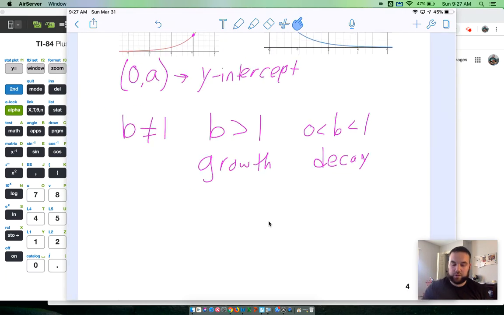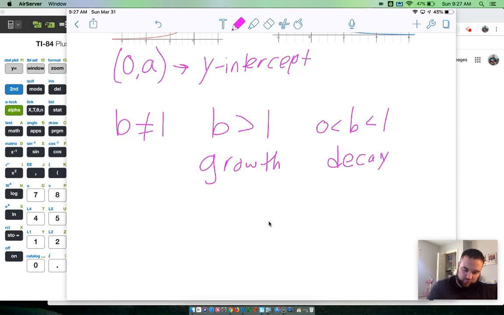Also, b has to be greater than 0. I can't have a negative growth value. It doesn't really make sense for a growth value or a decay value to be negative. So if the number is bigger than 1, it'll be exponential growth. If the number is less than 1, it'll be exponential decay.